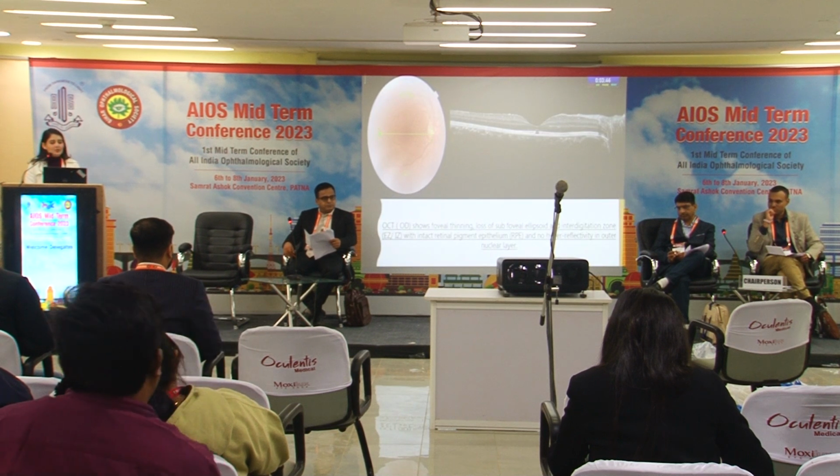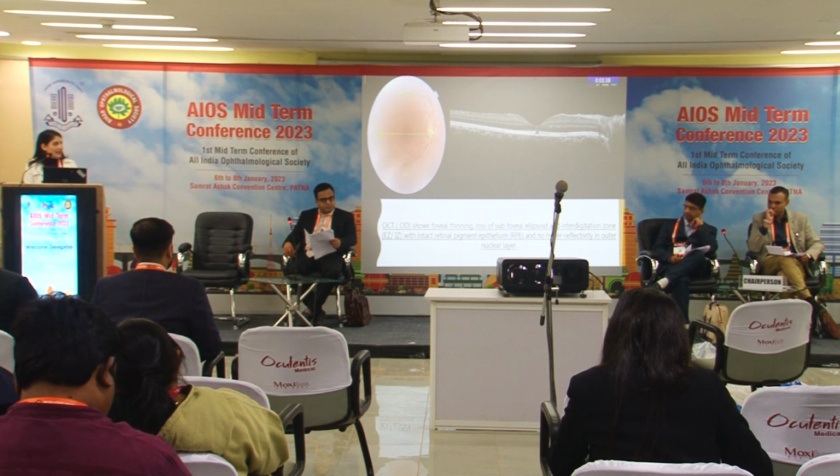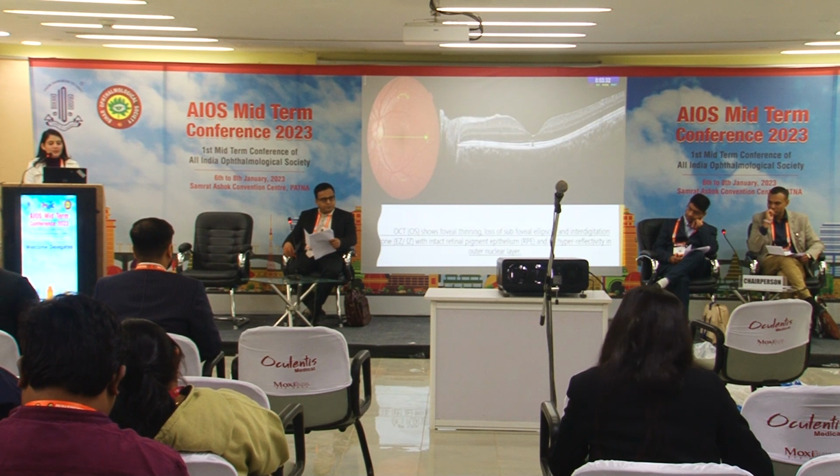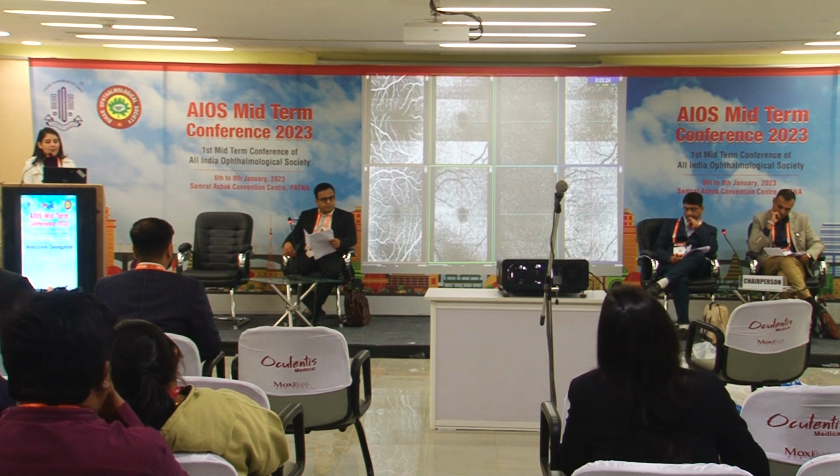This is an OCT image of the right eye showing foveal thinning, loss of subfoveal ellipsoid zone and interdigitation zone with intact retinal pigment epithelium and no hyperreflectivity in the outer nuclear layer. This is an OCT image of the left eye showing foveal thinning, loss of subfoveal ellipsoid zone and interdigitation zone with intact RPE and no hyperreflectivity in the outer nuclear layer.